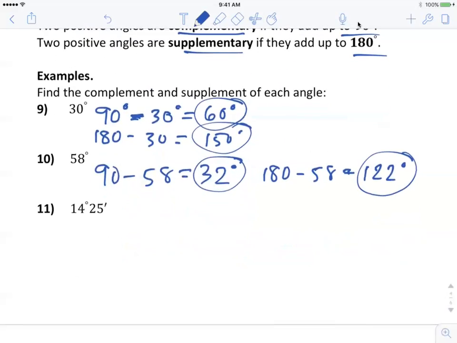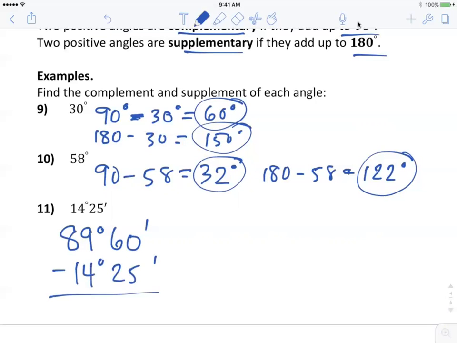And then finally, what if we have a little DMS form going here? Okay, we're going to have to use the techniques from above. So 90 minus that angle. Remember 90, write it in a fancy way. 90 is 89, 60, right? Subtract 14, 25, right? And then that will give it to me. So 60 minus 25 is 35 minutes. And then that's going to be 75 degrees. There will be the complement of 14 degrees, 25 minutes.